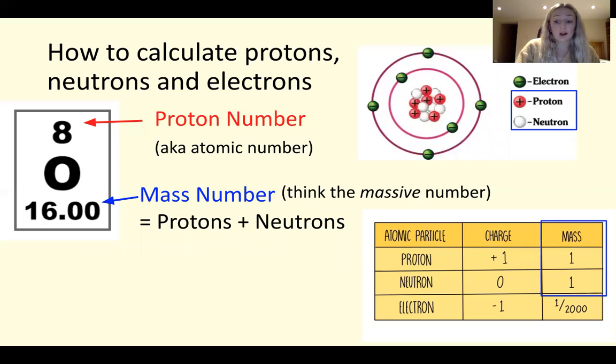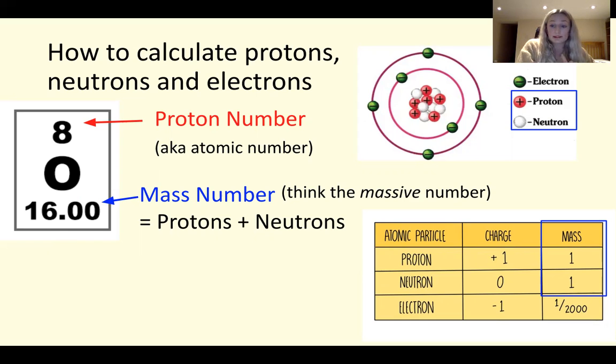Then when we're talking about calculating how many protons, neutrons and electrons are in a particular element, there are two numbers to bear in mind. The first number that we need to take into account is the proton number. As the name suggests, that indicates the number of protons an element has. It can also be called the atomic number, because the number of protons indicates what type of atom that is. So any atom that has 8 protons is going to be an atom of oxygen, and so forth. That's never going to change.